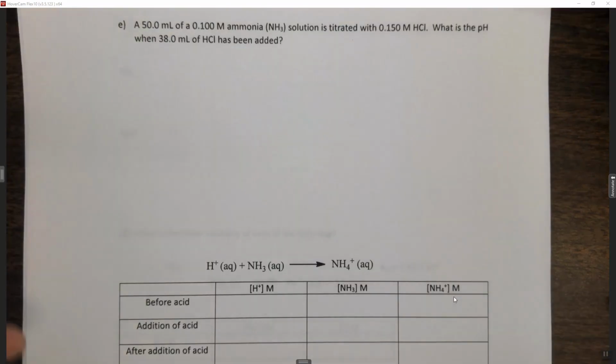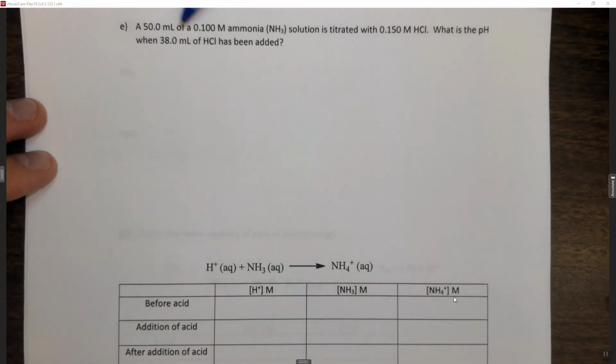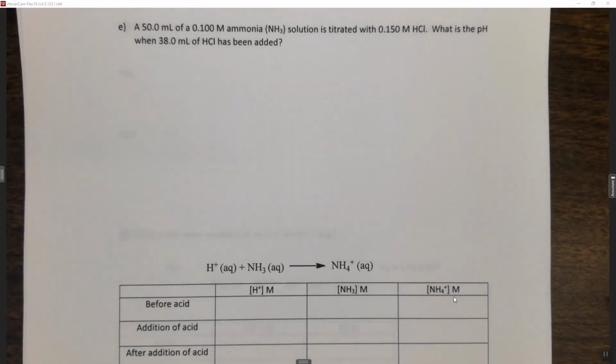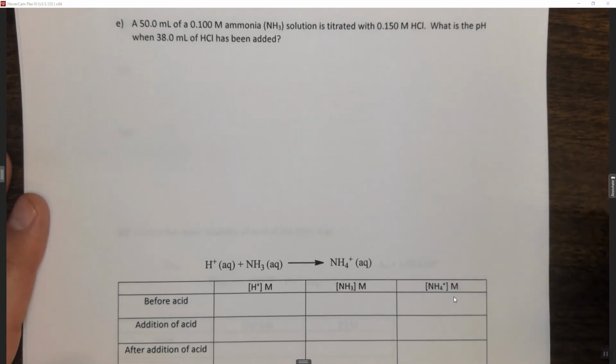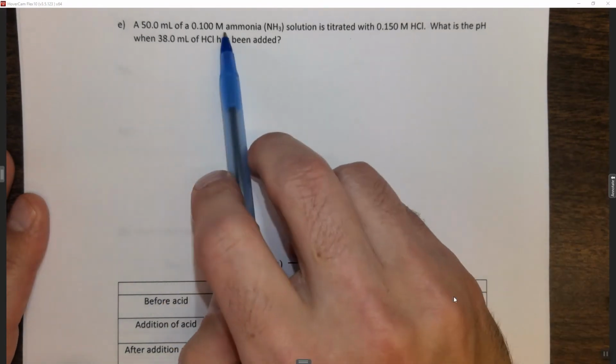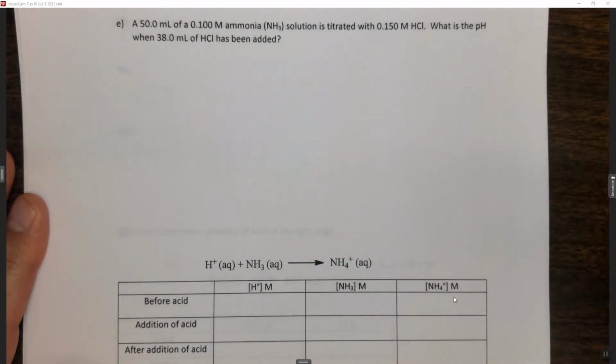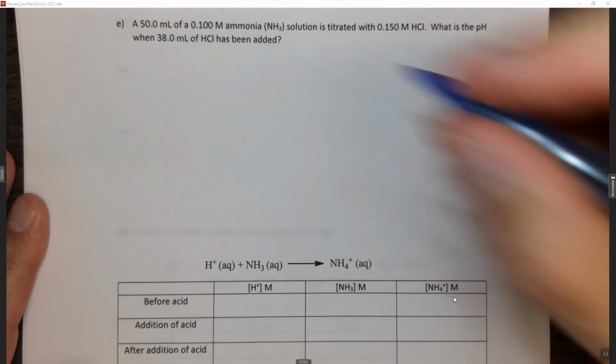All right, so this last one says a 50 milliliters of 0.1 molar ammonia solution is titrated with 0.15 molar HCl. What is the pH after 38 milliliters of HCl is added? So if you recall previously, we were before the equivalence point. And what you're going to find here is we're actually after the equivalence point. So the first thing we need to do is find the concentrations of ammonia and HCl in the diluted solution and figure out which one we have more of.